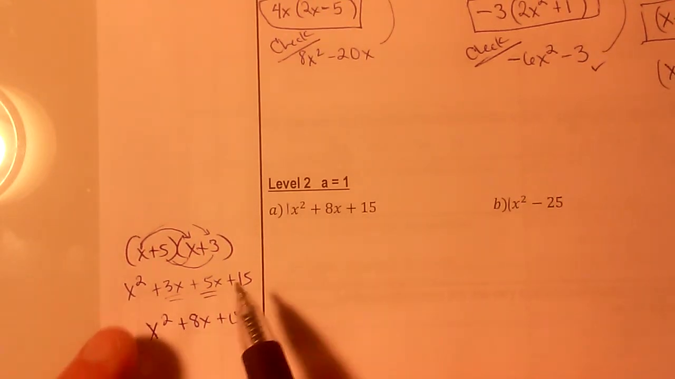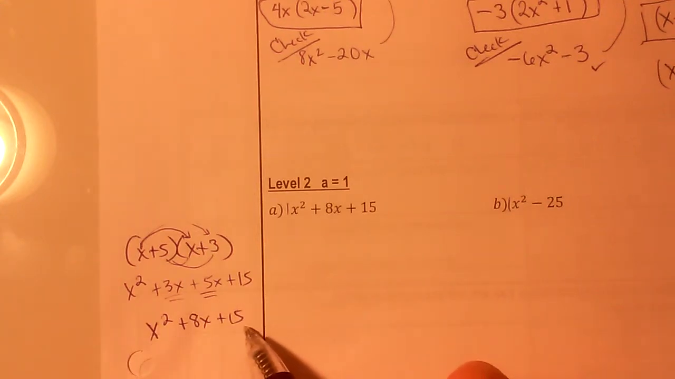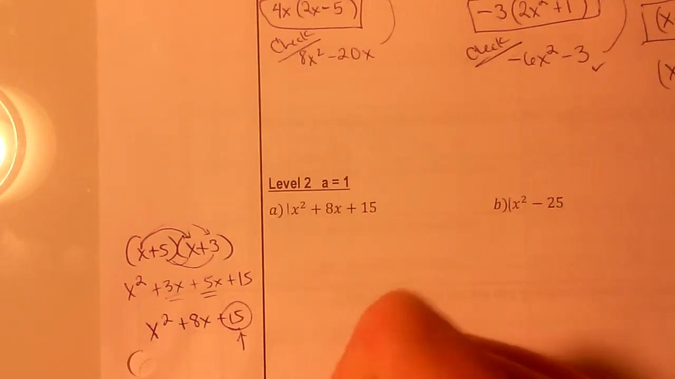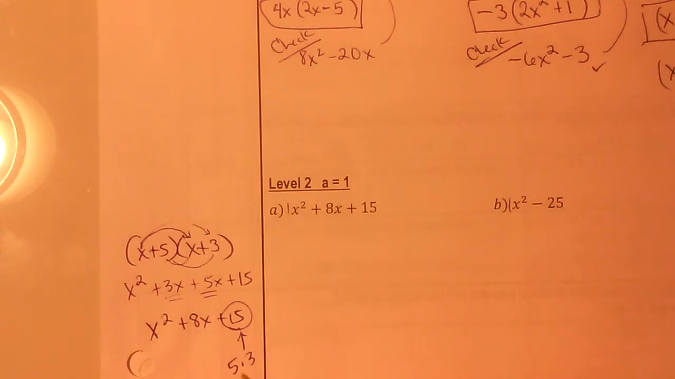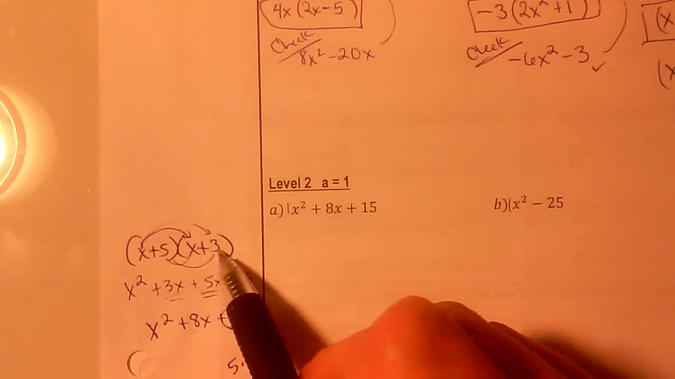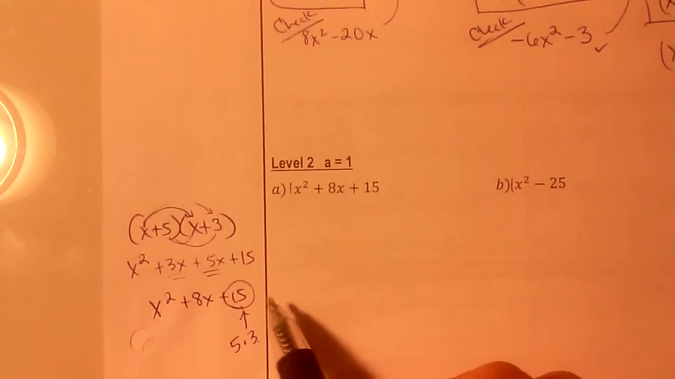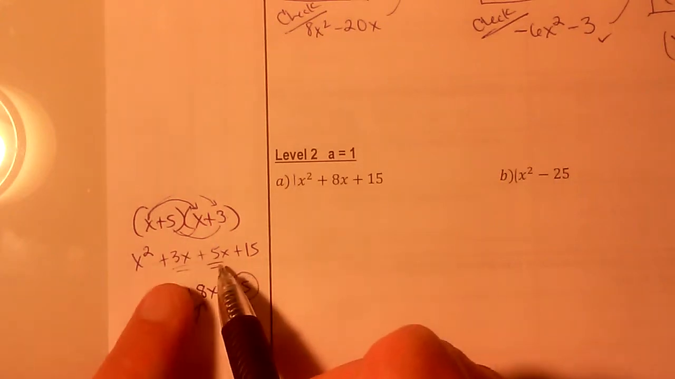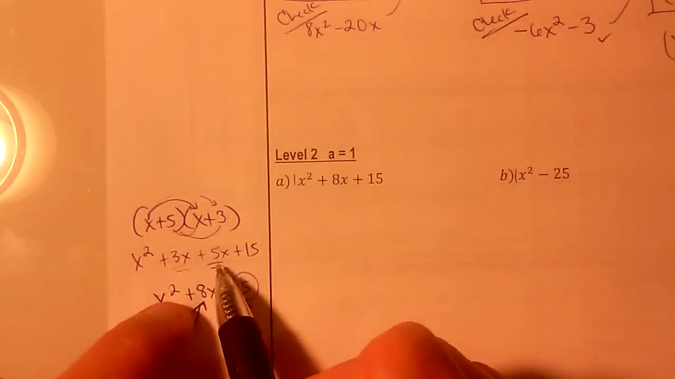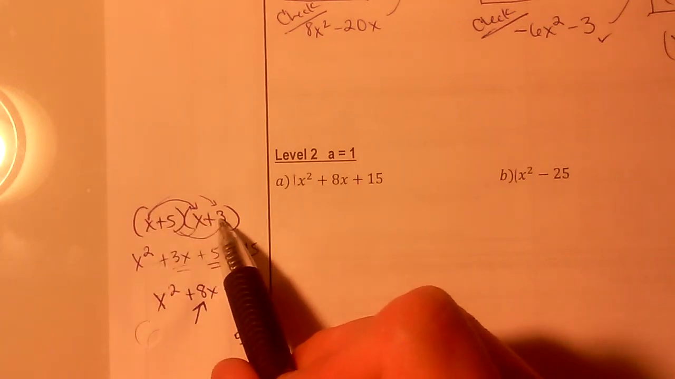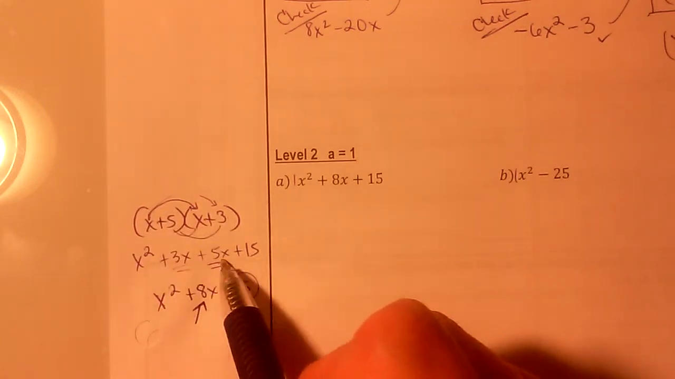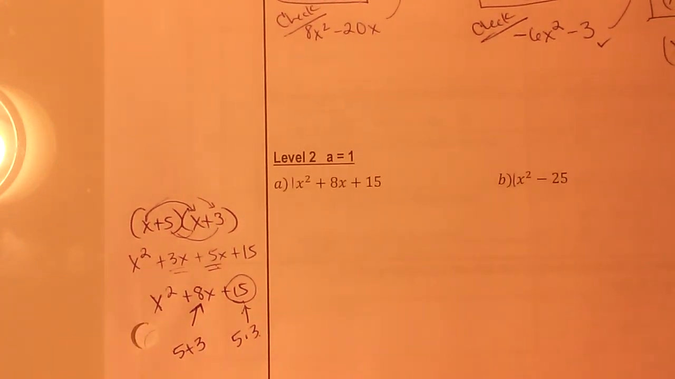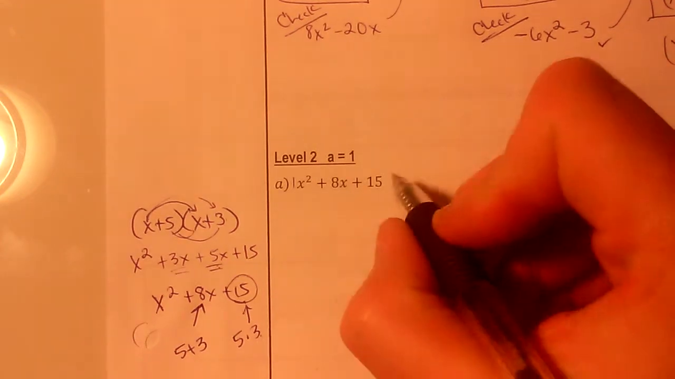So notice that in the answer here, which now becomes the question in our new style of problem, this 15 is from multiplying two constants. And this middle term, the b term, in this case 8, comes from adding the two constants, right? X times 3 is 3x, 5 times x is 5x, and then we added them. So this is the pattern.